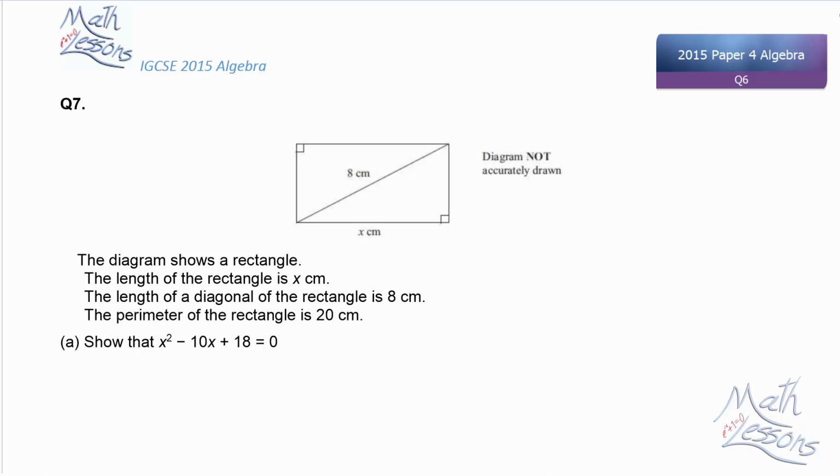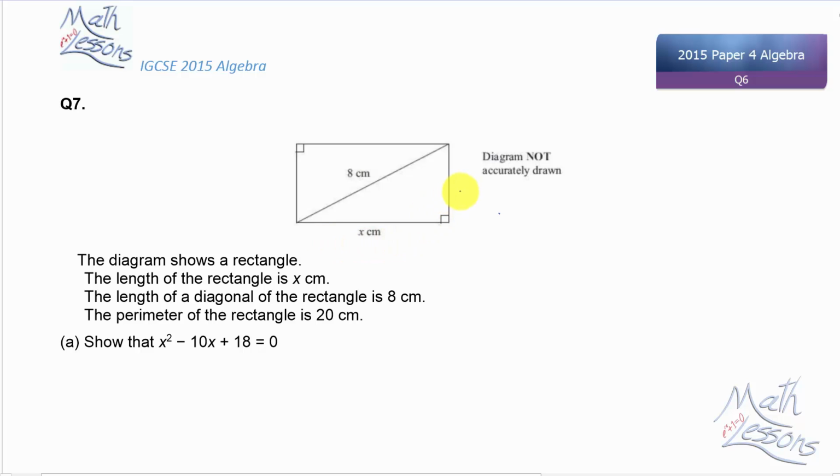Second in my series of using and applying to solve equations, i.e. we've got to use other things to build up the equation. Well, the first thing they ask you to do is to show it, and we need to use information in the question. And we're told the length of the diagonal is 8, and we're told the perimeter is 20. So let's start off with the length of the diagonal is 8.